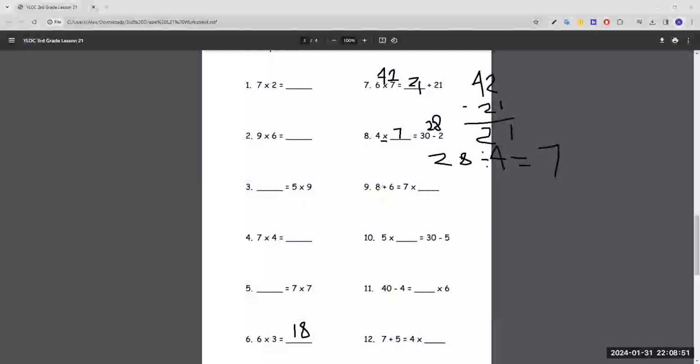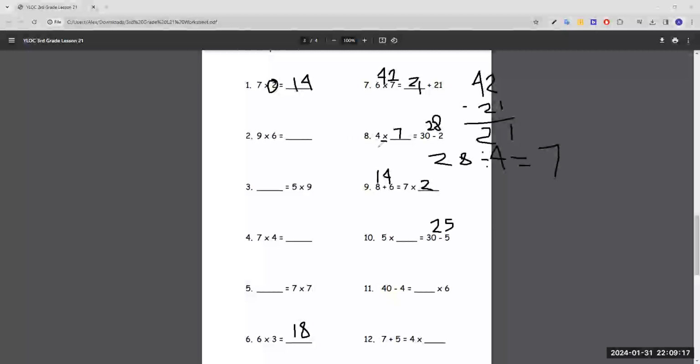Number 9, 8 plus 6 equals 7 times blank. 8 plus 6 is 14. And in number 1, we found that 7 times 2 is 14. So the missing number here is 2. You can just plug that in. Number 10, 5 times blank equals 30 minus 5. 30 minus 5 is 25.